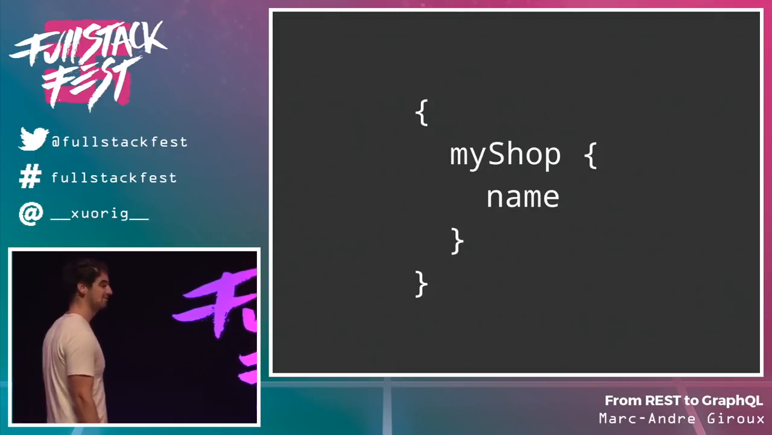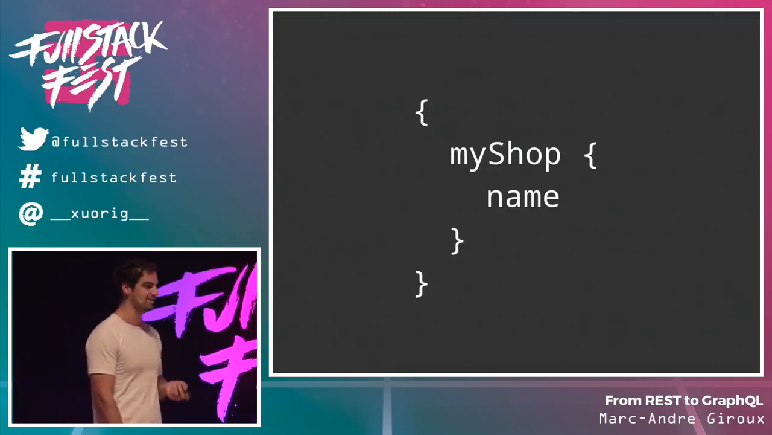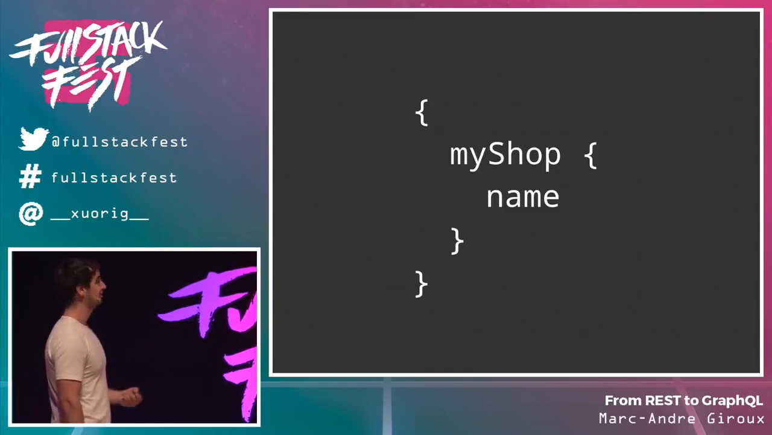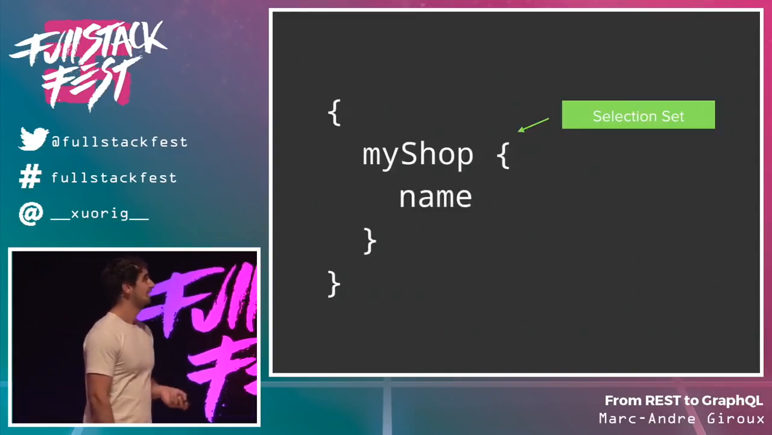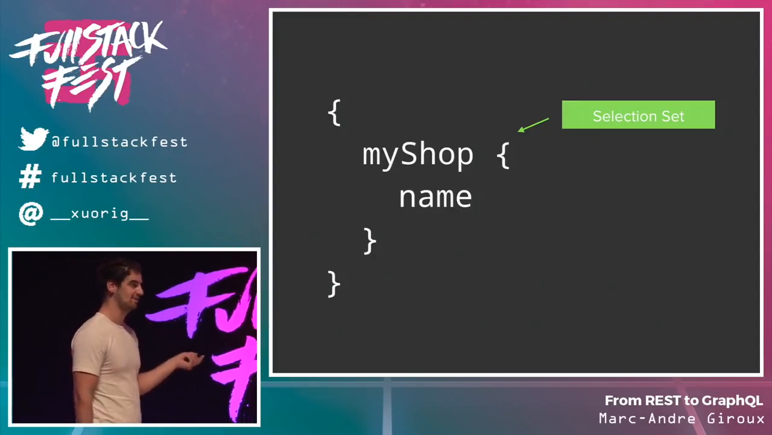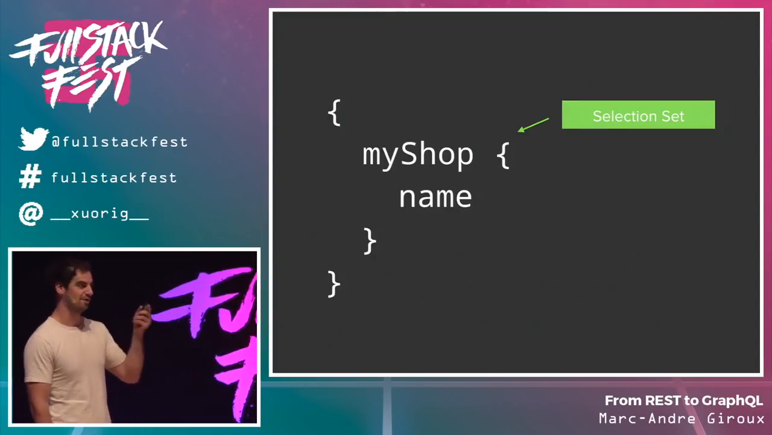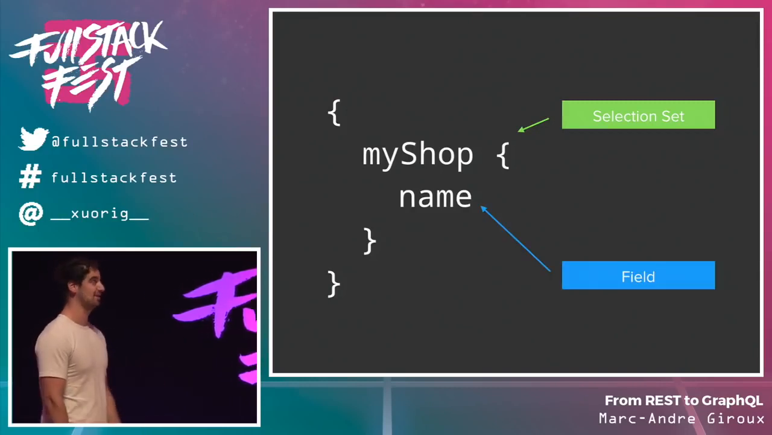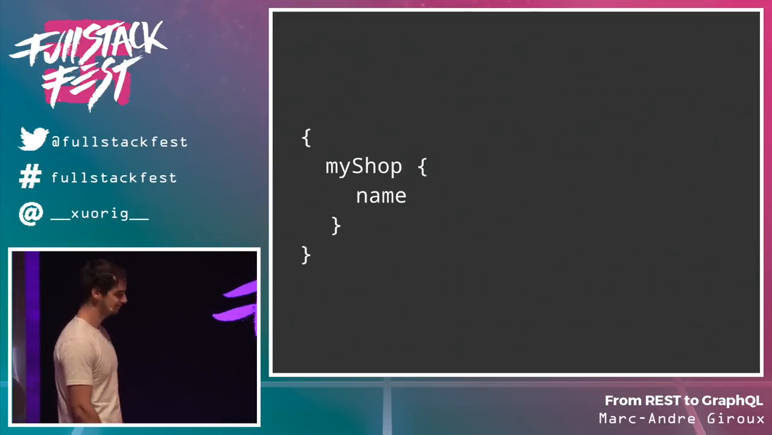So this is a really simple GraphQL query. It's kind of like the hello world of GraphQL. So what I have here are brackets, a selection set. Basically they tell GraphQL what I want to select on that object. And I have fields inside these brackets, inside these selection sets.